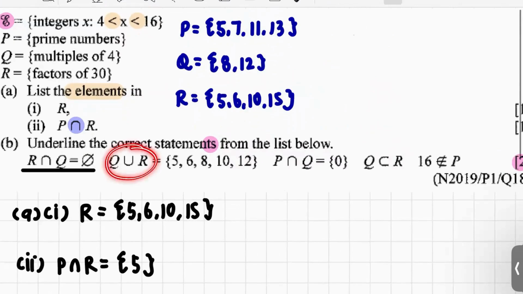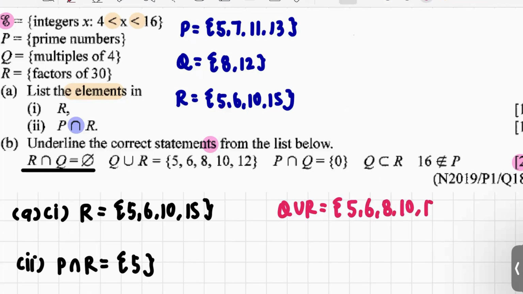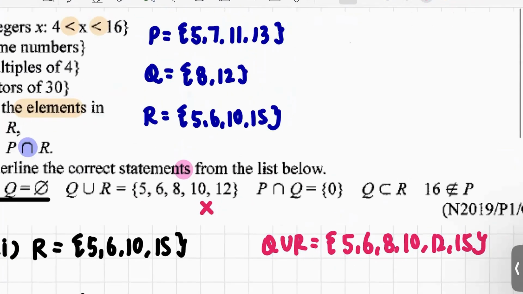Now we have Q union R. Union means together. Let me just write down at the side: Q union R. I always want students to be extra careful with set notation because I always tell them it's a 3 mark question. So Q union R, let's start with Q, the smaller one first: 5, 6, 8, 10, 12, 15. When you write from small to big, it's easier to check instead of writing it jumbled up. So 1, 2, 3, 4, 5, 6. There are 6 elements altogether, but over here there are only 5 elements. So please don't underline this one.